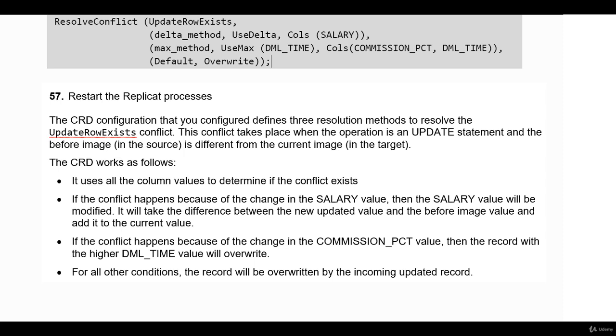If the conflict happens because of the change in the salary value, then the salary value will be modified. It will take the difference between the new updated value and the before image value. If the conflict happens because of the change in the commission PCT value, then the record with the higher DML time value will overwrite. For all other conditions, the record will be overwritten by the incoming updated record.